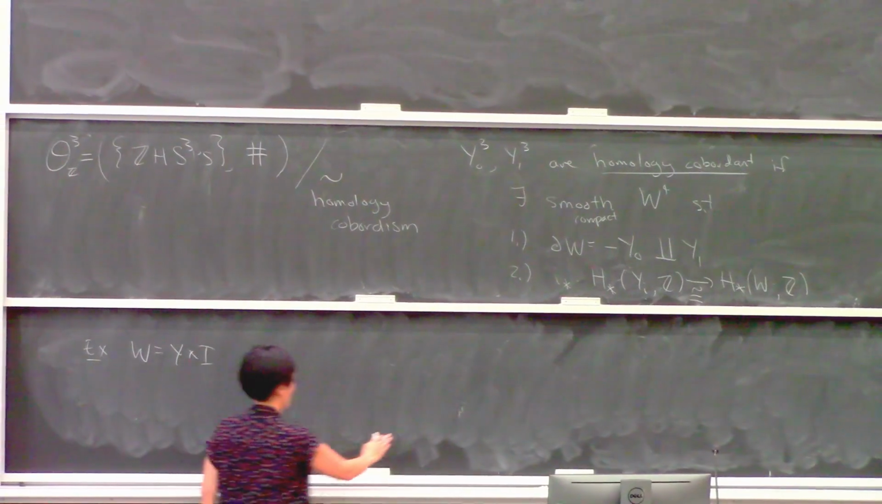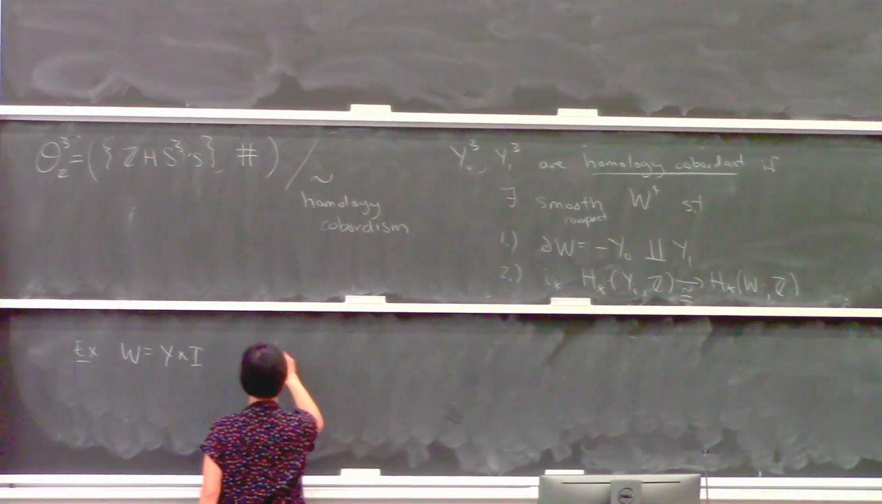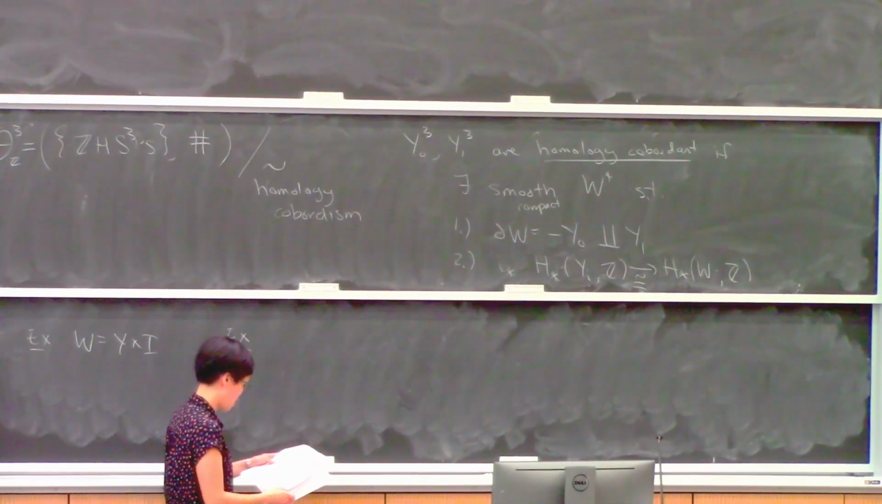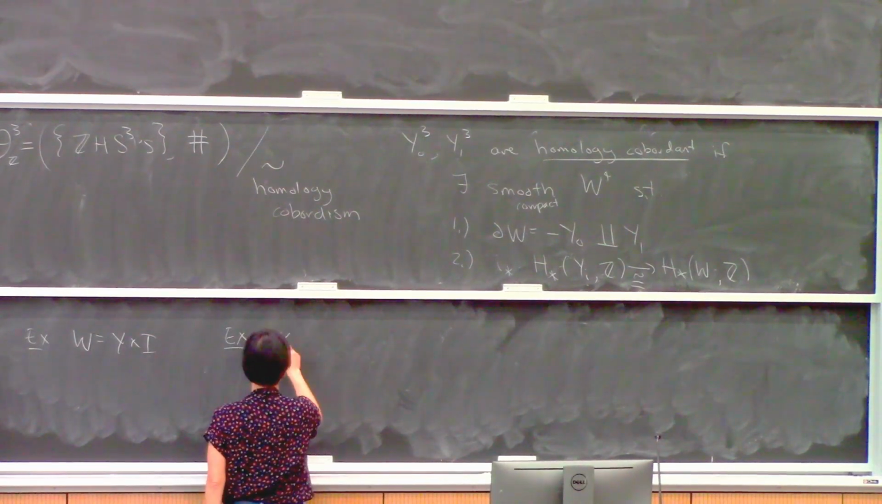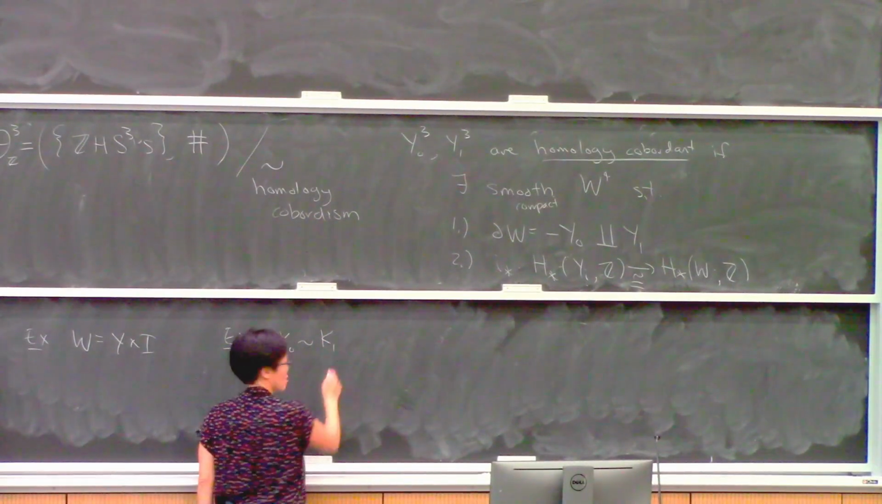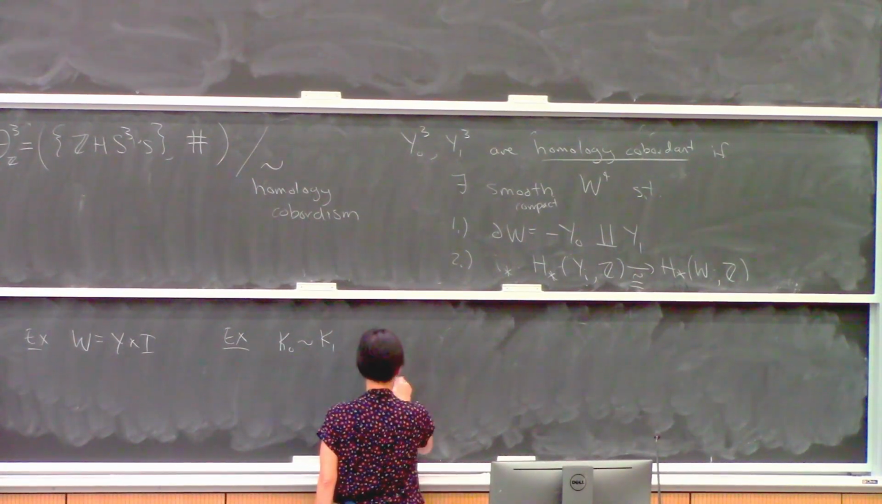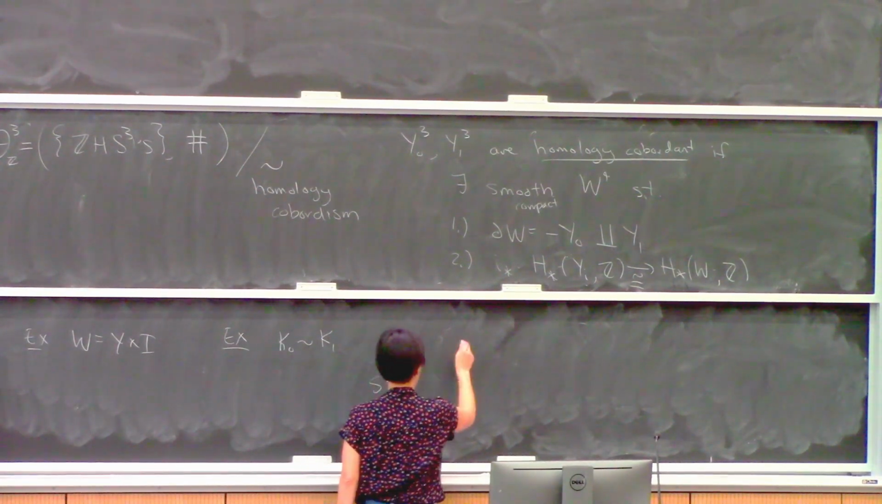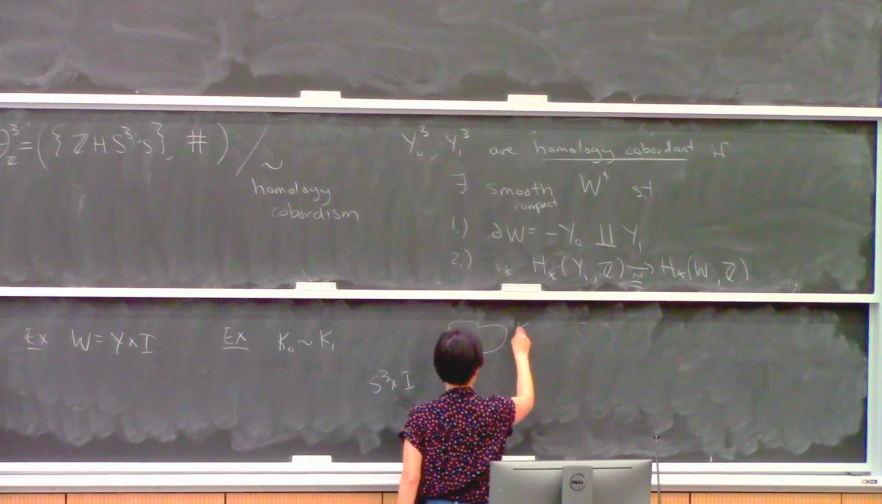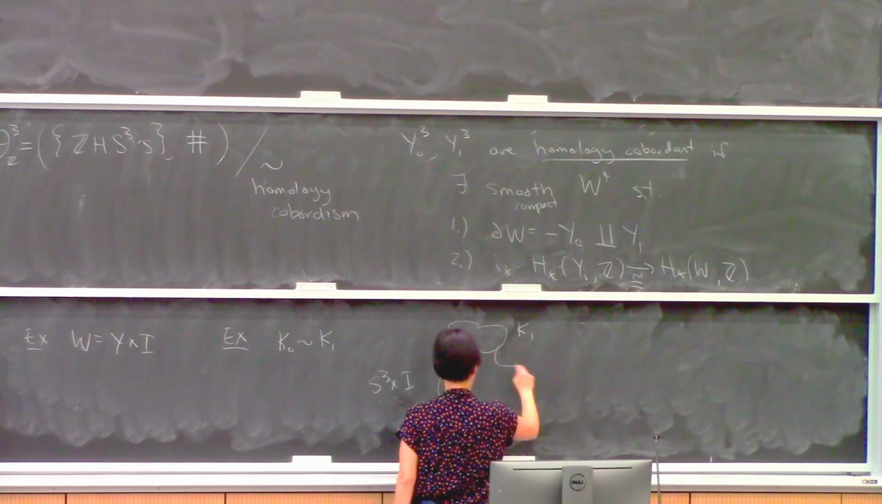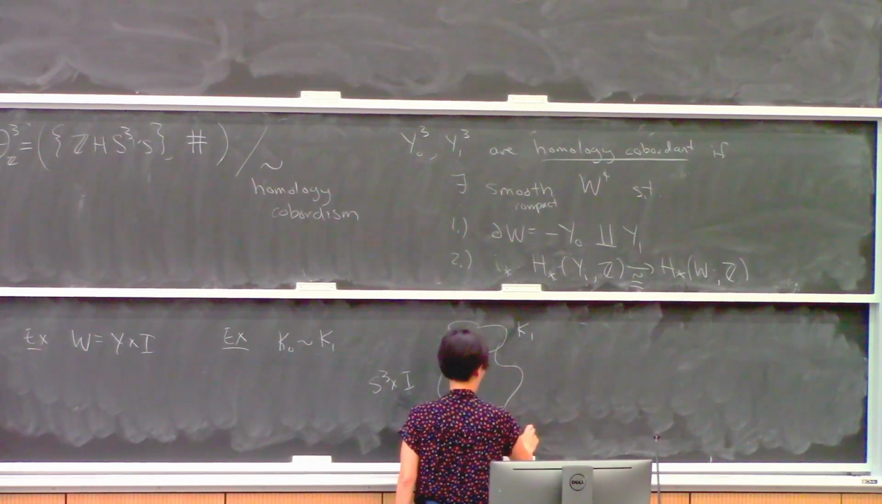Another example of a homology cobordism: let's say that K0 and K1 are concordant. So that means that we have this cylinder in S^3 cross I.